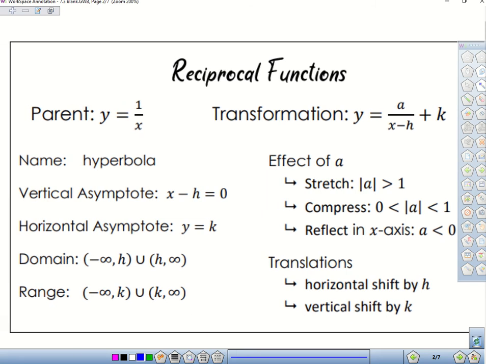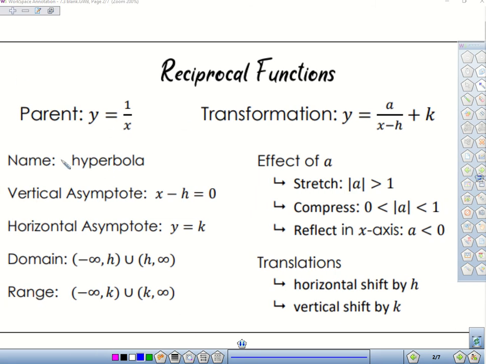So let's talk about what we call this. This is called a hyperbola. Have you heard that before? We've probably heard it in English class, like a hyperbole, but it's hyperbola. And then we have how to find our vertical asymptote and our horizontal asymptote. To find your vertical asymptote, you basically take the denominator of this transformation, set it equal to 0. And to find your horizontal asymptote, it's just y equals k.